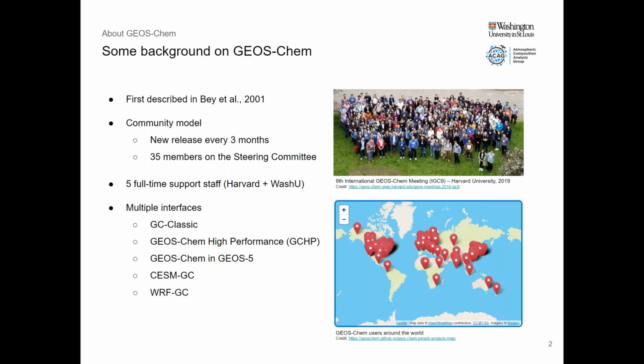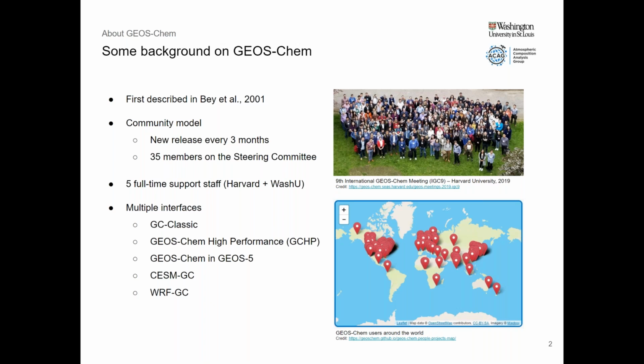Something that's also really important to understand about GEOS-Chem is that there's a number of interfaces to the model. The first and most common and oldest is what we call GEOS-Chem Classic, and that's the multi-threaded version of the model. So you'd use this if you want to run simulations on one computer at a time. And then we have GEOS-Chem High-Performance, which is where I spend most of my time working. This is the version of the model that can distribute the simulation across many execution nodes, and so we can push really high resolutions.